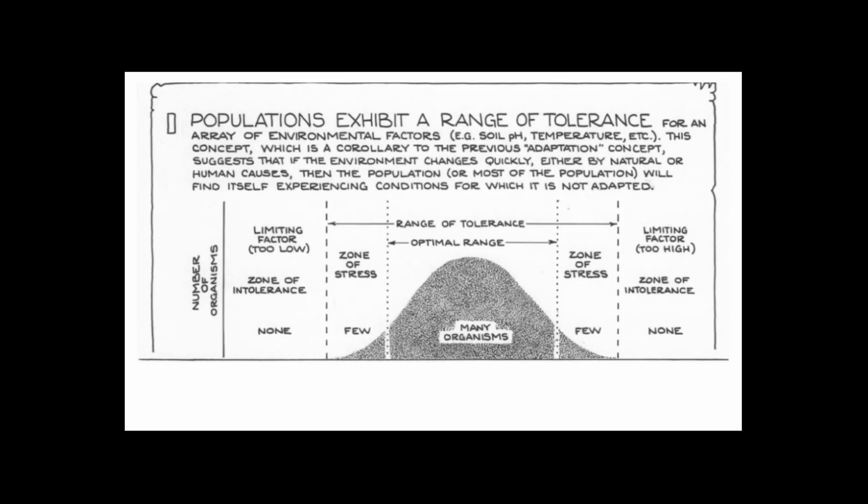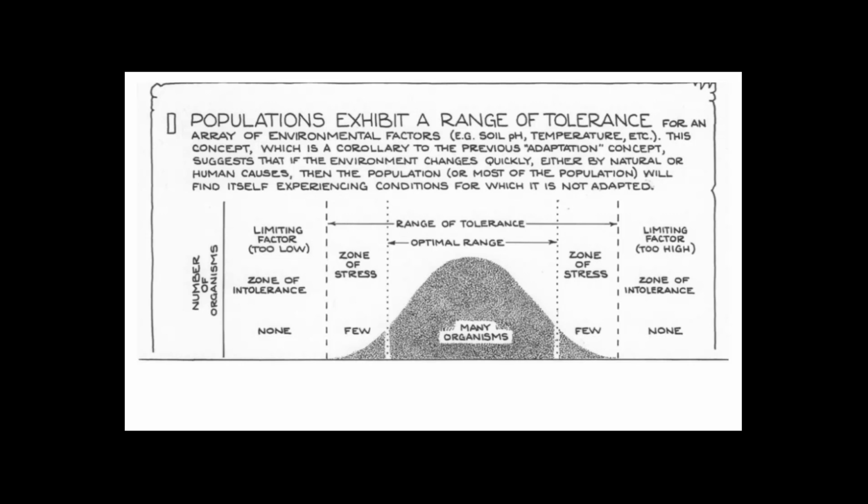So populations exhibit a range of tolerance. So this organism can survive in a wide range of a certain factor, although in certain levels there'll be a zone of stress where you find only a few of the organism. And then you'll find an optimal range where you find a lot of it. So the array of environmental factors such as soil pH, temperature, etc.